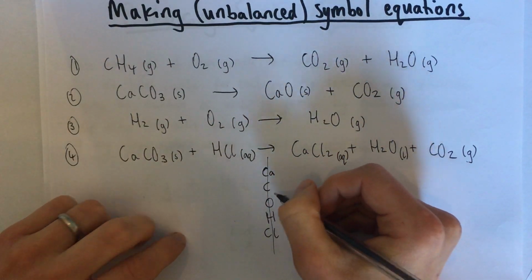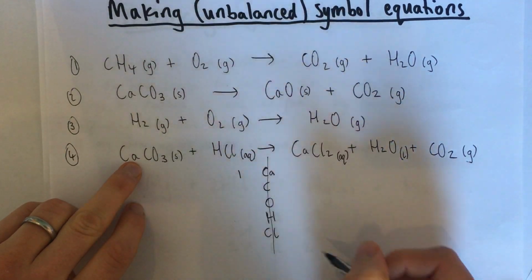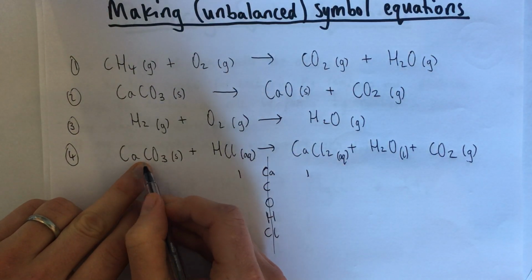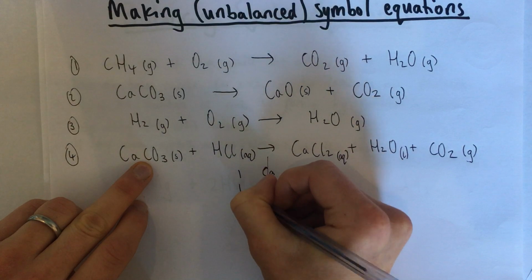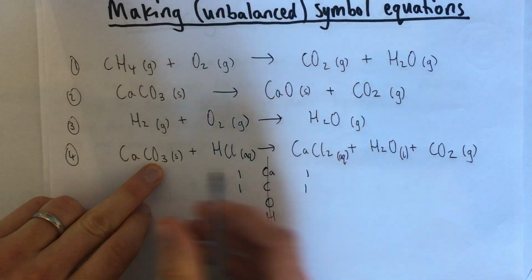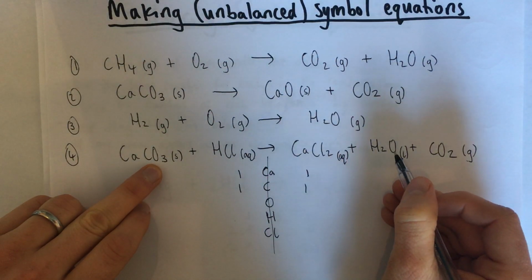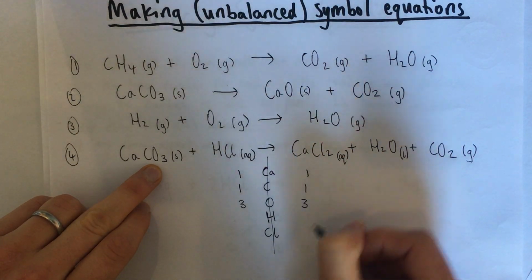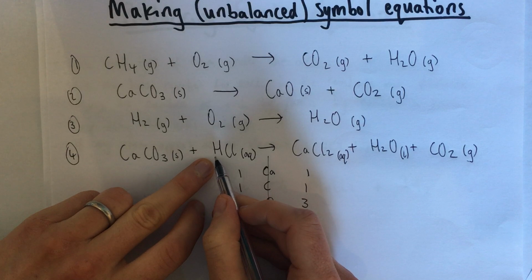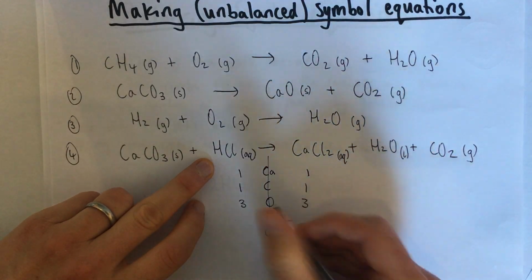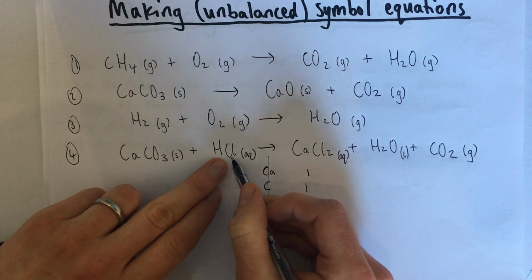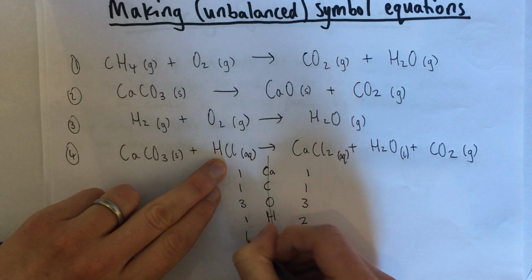Okay, so calcium, we've got 1 atom there. We've got 1 atom there. Carbon, I've got 1 atom there and 1 atom there. Oxygen, 3 atoms there and 1, 2, 3 atoms there. Hydrogen, 1 atom there and 2 atoms there. And chlorine, I've got 1 atom there and 2 atoms there.